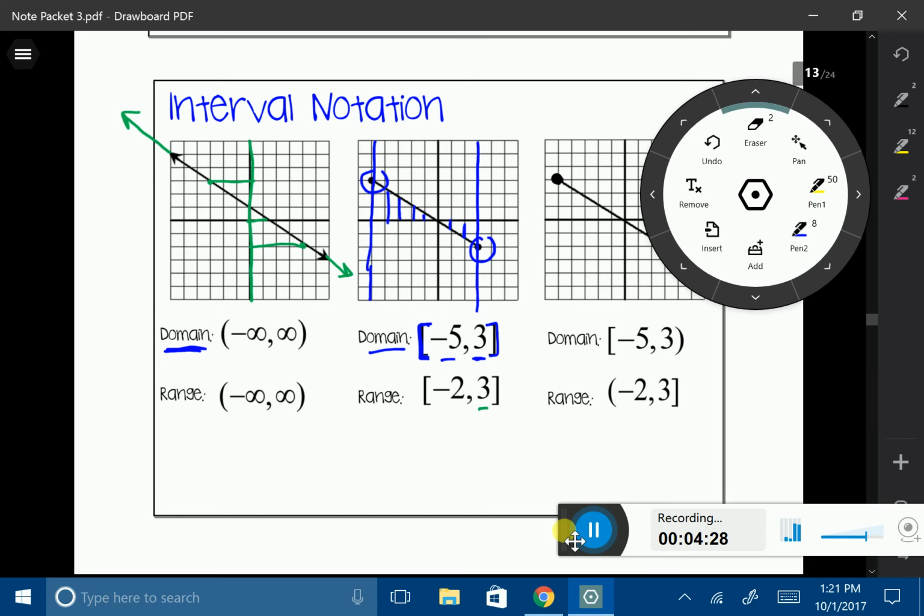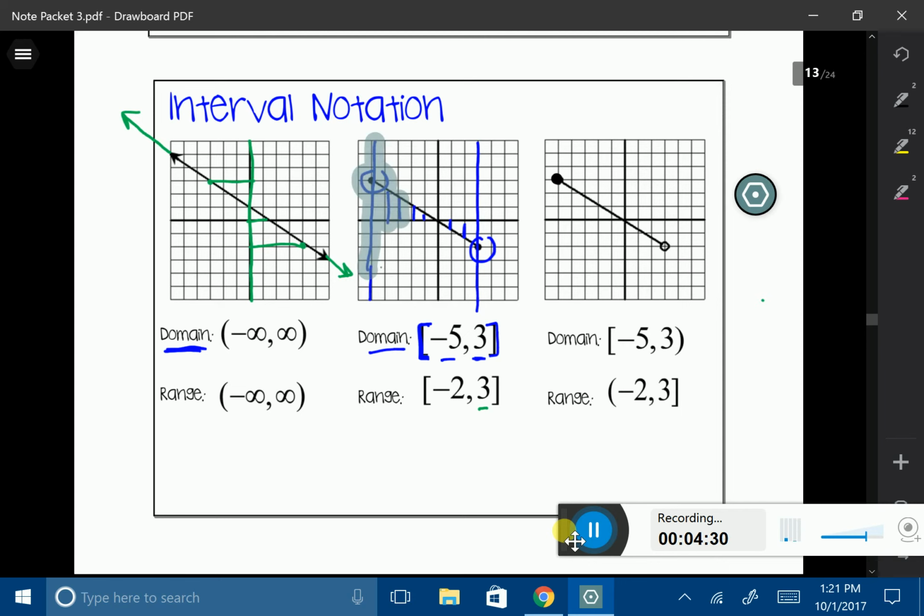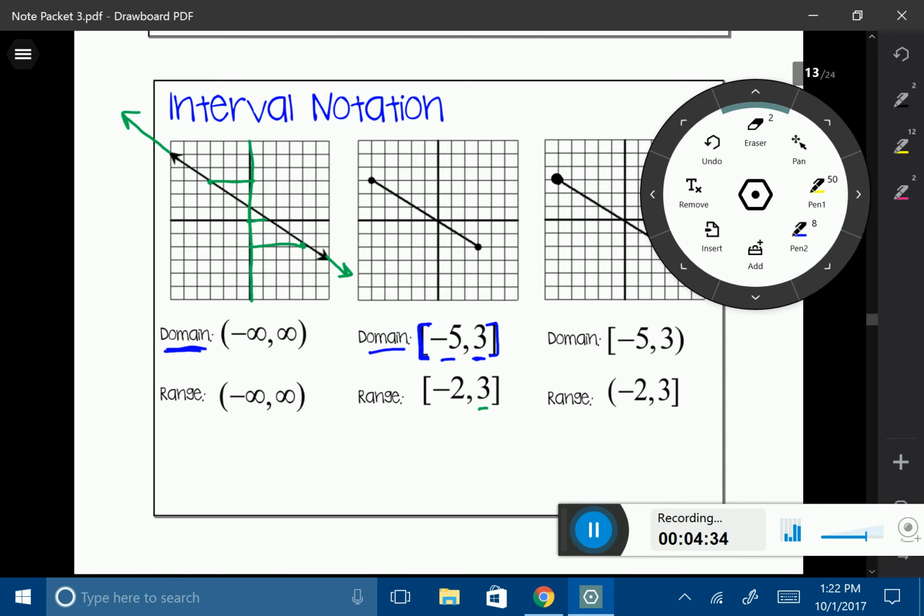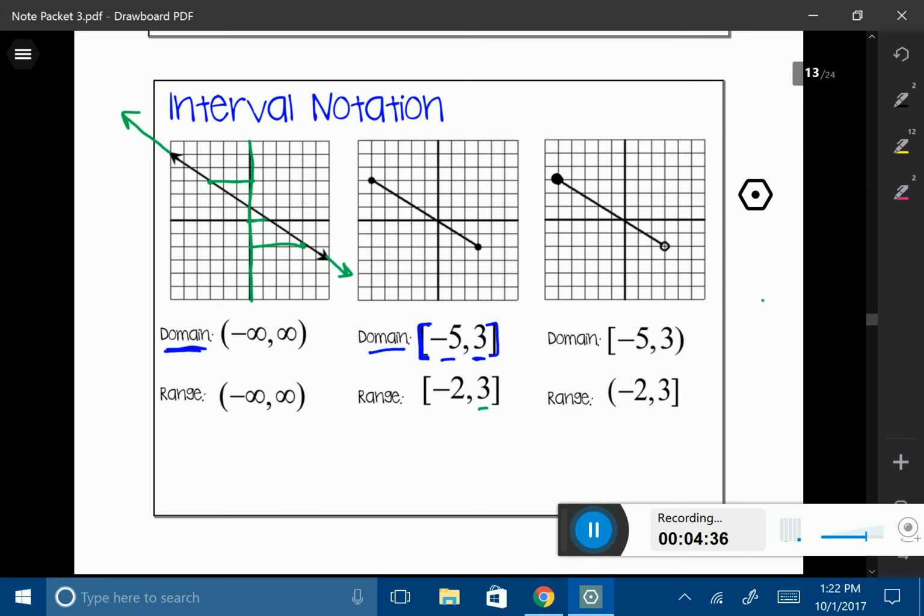Now, let me go ahead and erase my pen, and let's take a look at my range. Okay, here's my range. Again, I'm going to be looking at my y values. So you can see that my graph is going to end at the highest y value of 3, and it's going to end at the lowest y value of -2.